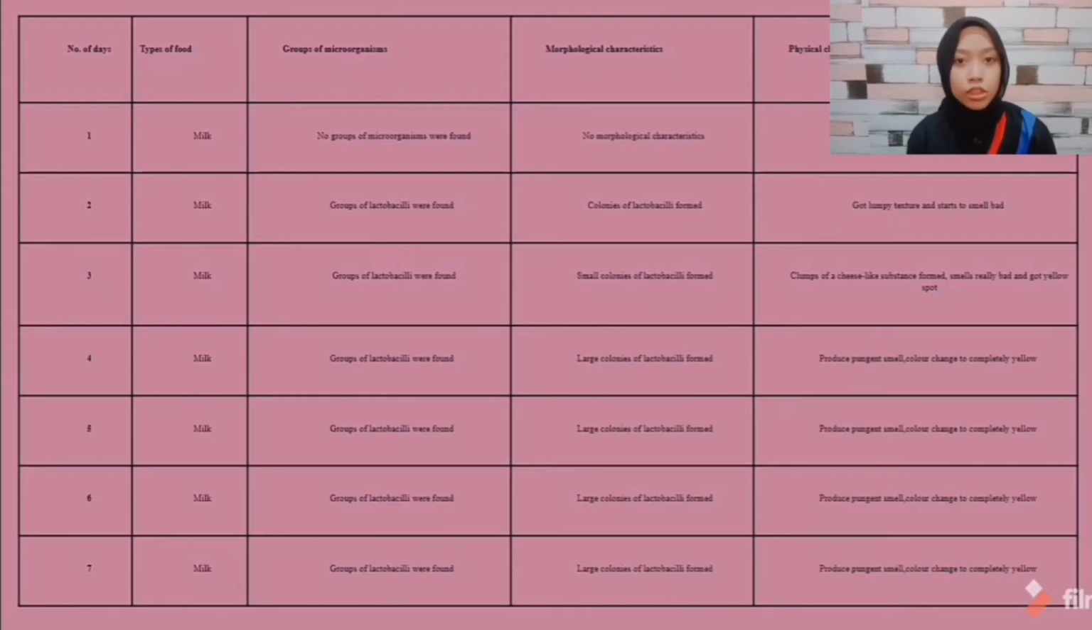There are no groups of microorganisms and morphological characteristics on day 1, but the physical characteristic of the milk changed to a jelly-like liquid texture. Starting from day 2 until day 7, groups of lactobacilli were found and the colonies of lactobacilli started to increase until day 7.